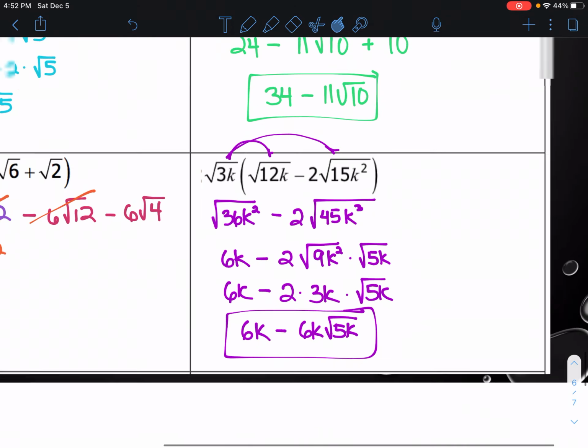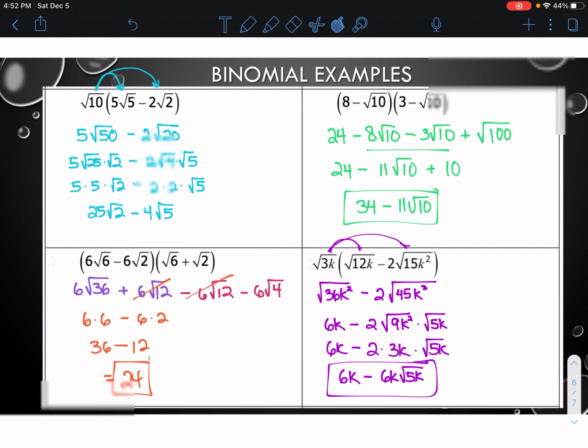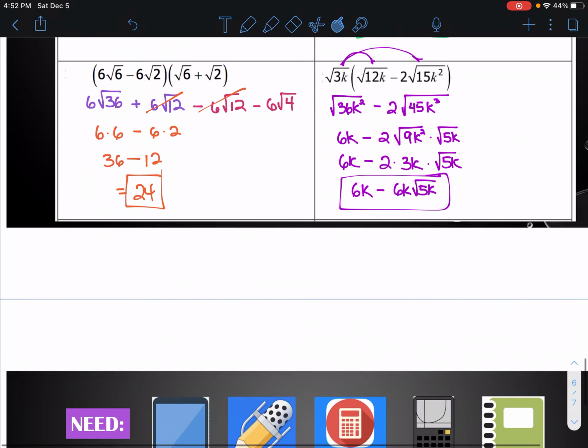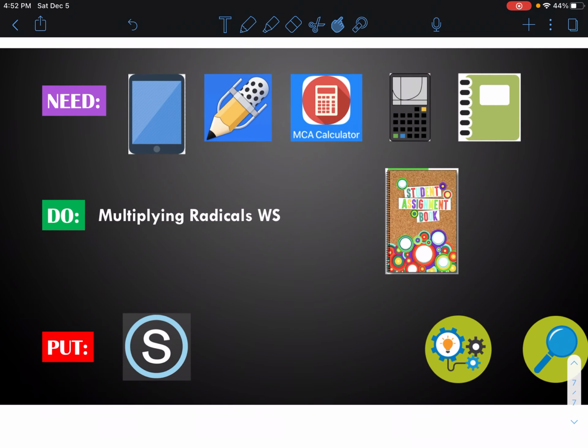Okay. All right. All kinds of different multiplying examples that you'll see. Hopefully that helps a bit. And in your planner, I want you to write multiplying radicals worksheet. That's your assignment today to work on. You have 8 problems that are similar to different kinds like these. All right. Good luck.